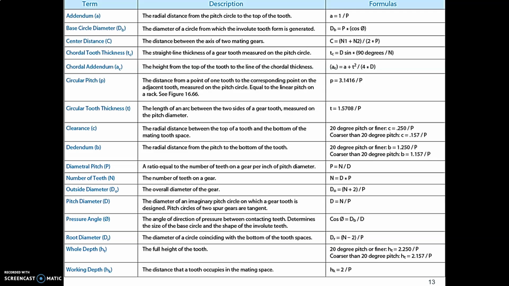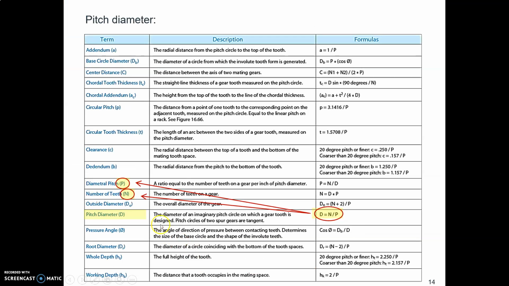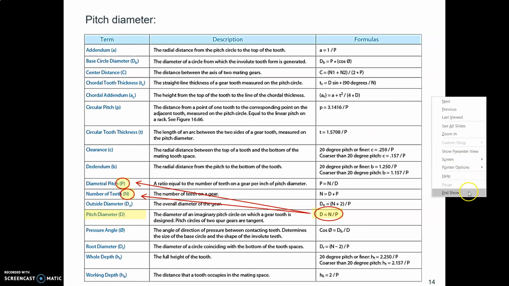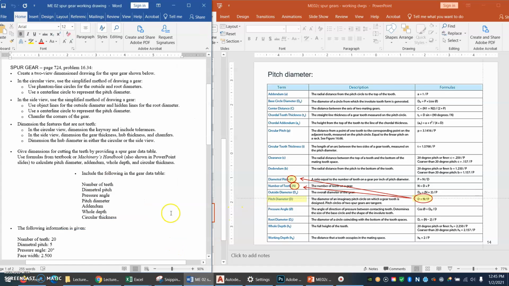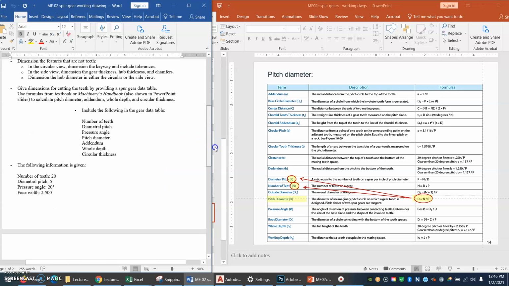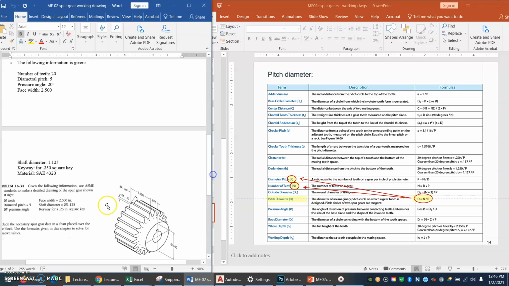So let's think about this. Does he give us the pitch diameter? No, he doesn't. Let's come over here and look at our assignment. So here's what he gives us. He gives us these numbers. There's no pitch diameter in there. So we'll need to figure out our pitch diameter.